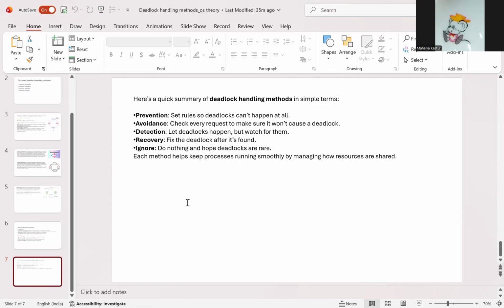Each method helps processes run smoothly by managing how resources are shared among processes. Then finally, we can conclude: we discussed deadlock handling methods. Firstly, we discussed the four methods and their advantages, and finally, I concluded it.